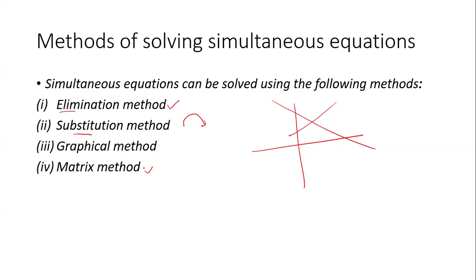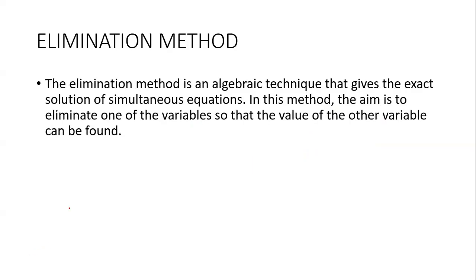So we are going to look at all these methods, and always feel free to interact with any method you feel is easy for you. Okay. Now we start with the elimination method. The elimination method is that technique which will give you a solution to the simultaneous equation. Like we have said, simultaneous equations are a pair. So we are going to have a pair of two equations.